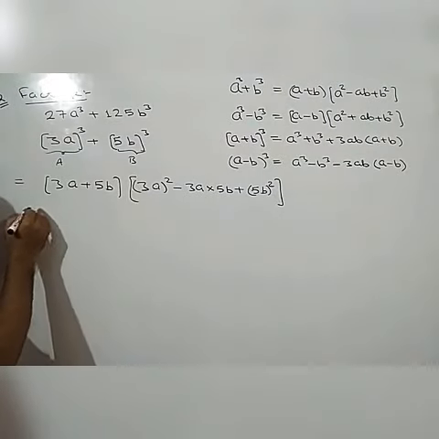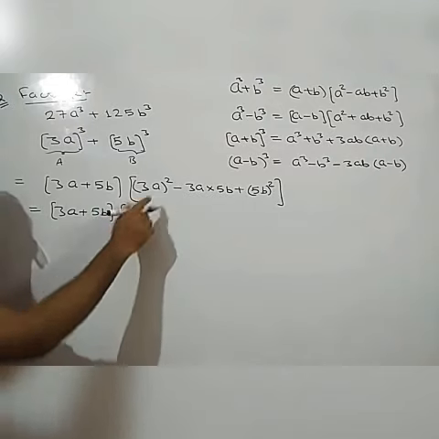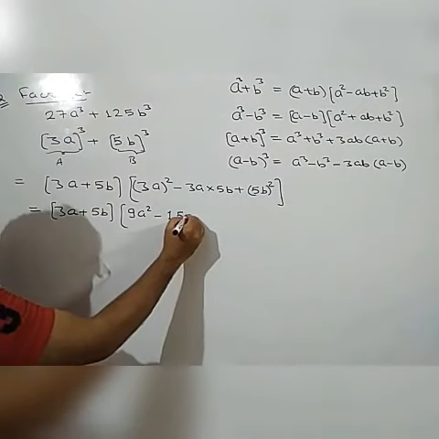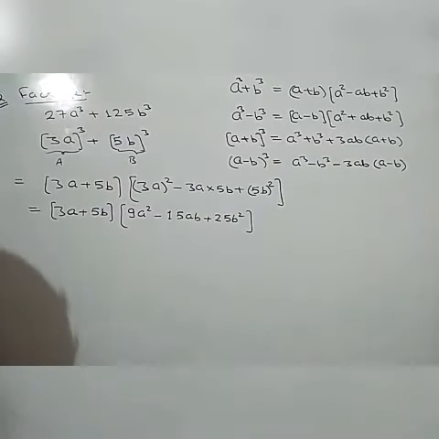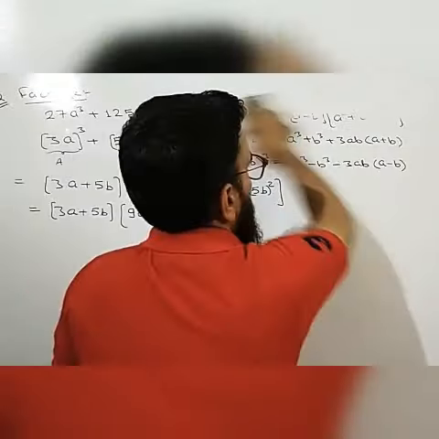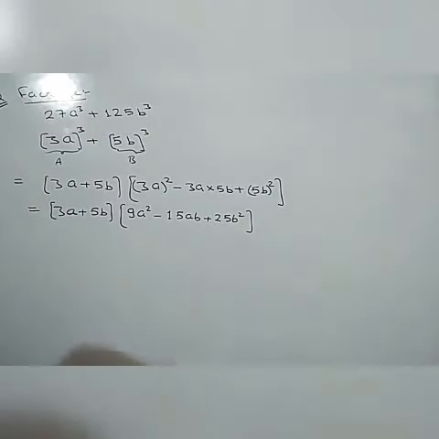Now solving it further, what will we get? It will be 3a plus 5b in the first bracket, and in the second bracket it will be 9a square minus 15ab plus 25b square, since 5 threes are 15. And it is our answer. All the terms are factorized. Clear? Now coming to the second question. The main thing is you have to learn the identities. Then only you will be able to solve the problems based on these identities.